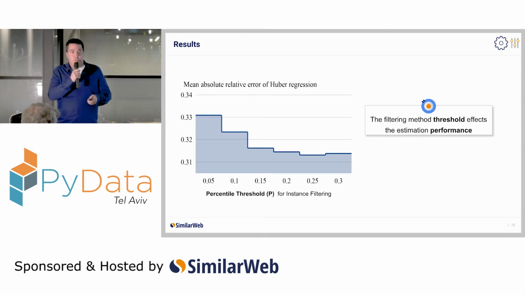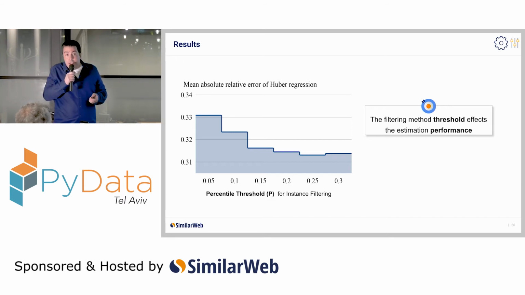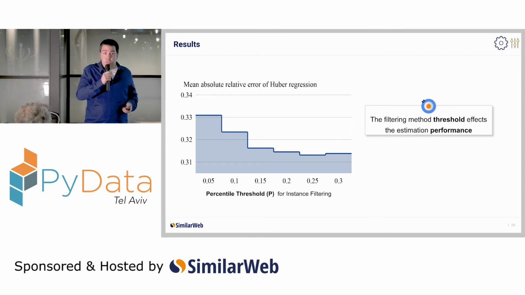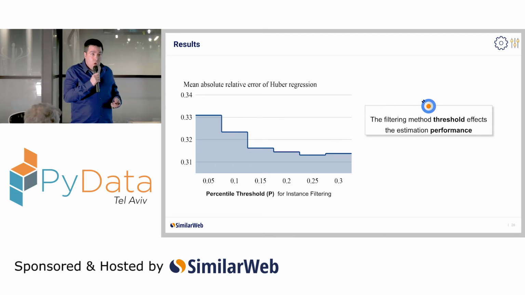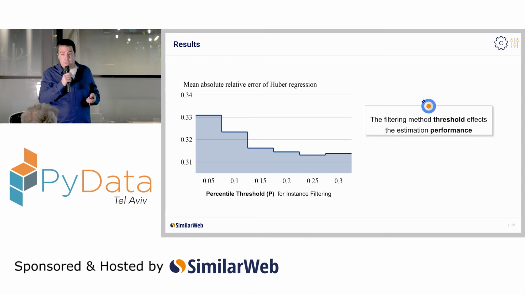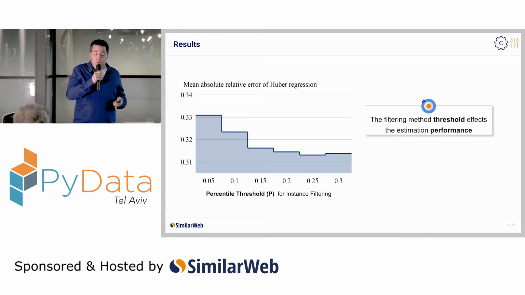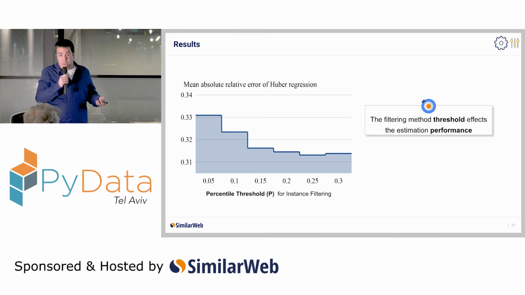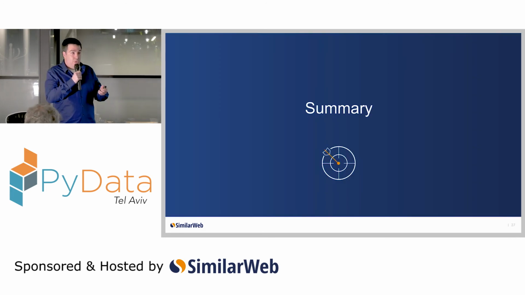Afterwards, I examined the effect of changing the threshold for the filtering method. In this specific example, the best result was obtained while choosing the threshold to be 0.25, meaning the best result was obtained when filtering 25% of the instances from the training data. You need to look at this as an equivalent process to hyperparameter tuning in other supervised machine learning tasks. That's pretty much all I wanted to talk to you about today.